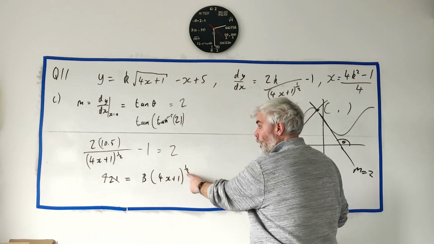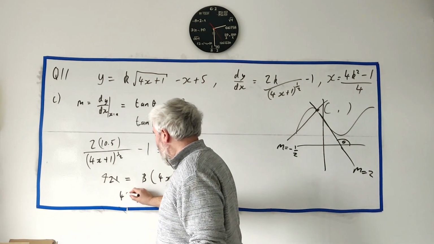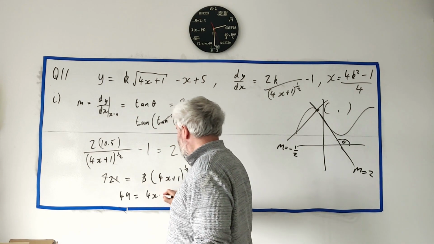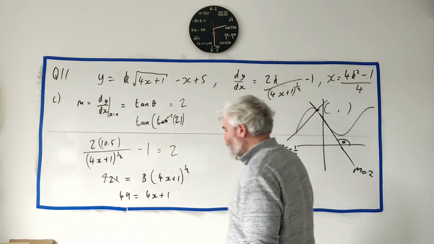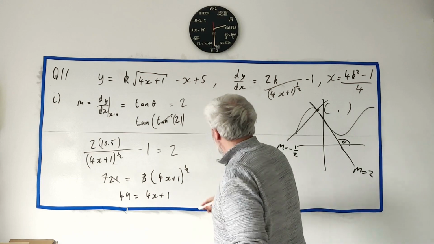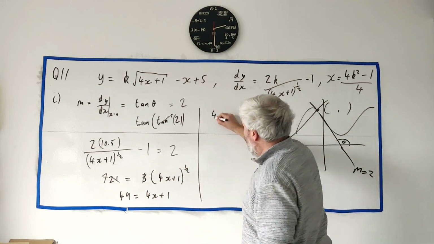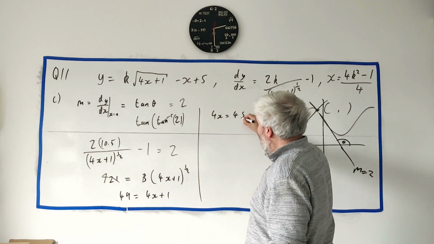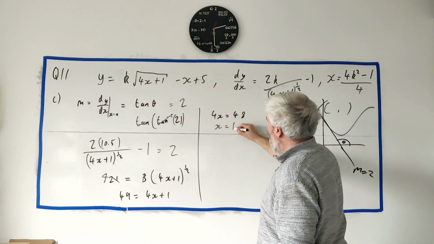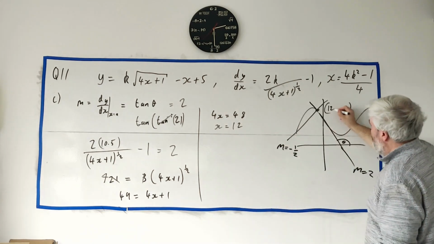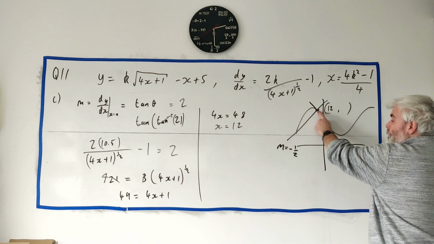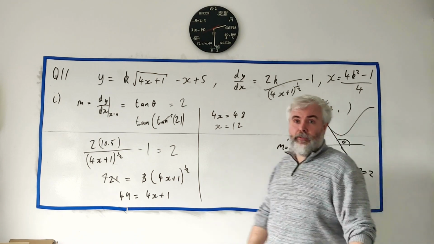Let's see, take the square of both sides. We get 49 is equal to 4x plus 1. Take 1 from both sides. We get 4x is equal to 48. x is equal to 12. So we found this point here. We found the x part of this point.